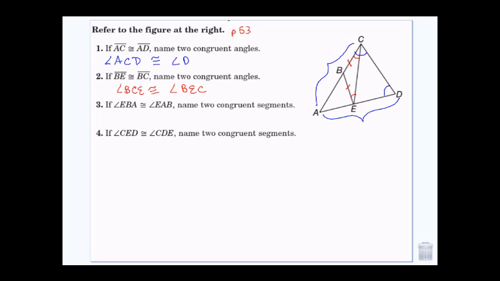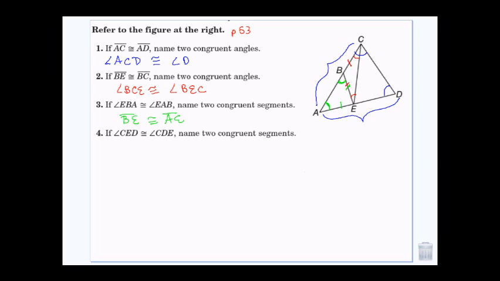Okay. If angle EBA, that's this angle here, is congruent to angle EAB, that's this angle right here, what are my two congruent sides? It's always going to be opposite, so that would make this congruent to this. That's also congruent to that other, so I'll leave the red in there.